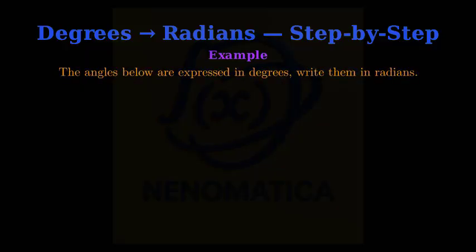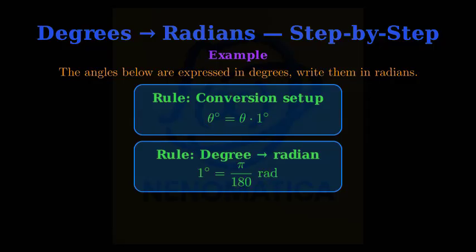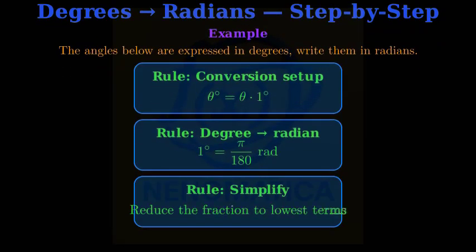In this lesson, we will convert angles from degrees to radians using one clear 3-step algorithm. We'll follow the exact same structure for every angle. First, here is the example and the problem statement. We'll rely on 3 rules. Step 1. Write theta degrees as theta times 1 degree. Step 2. Replace 1 degree with pi over 180 radians. Step 3. Simplify the fraction.